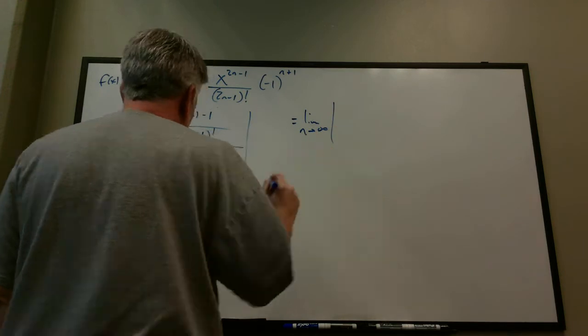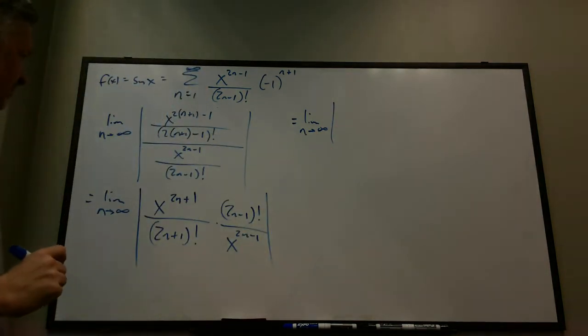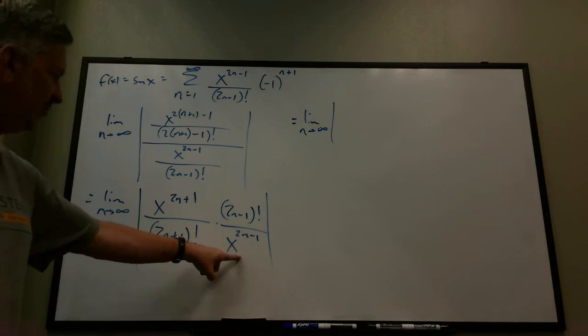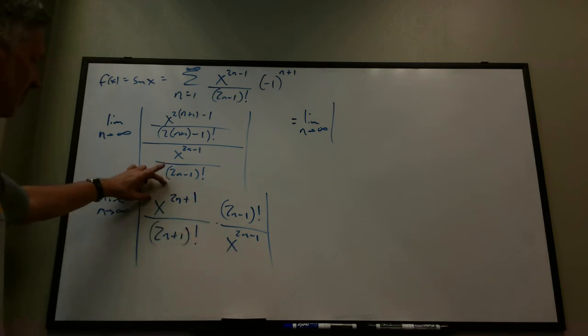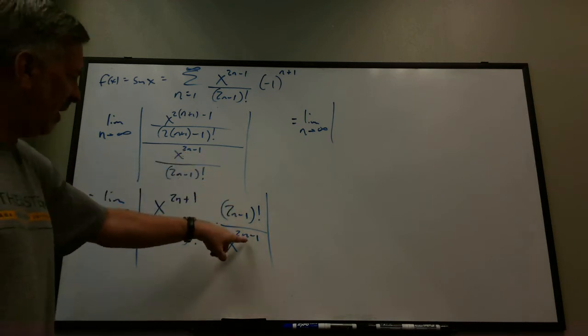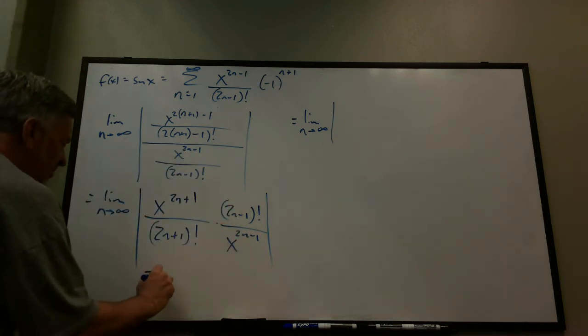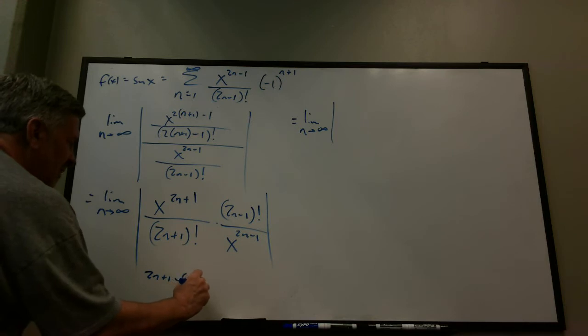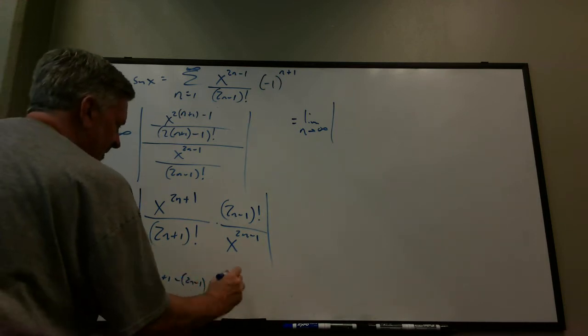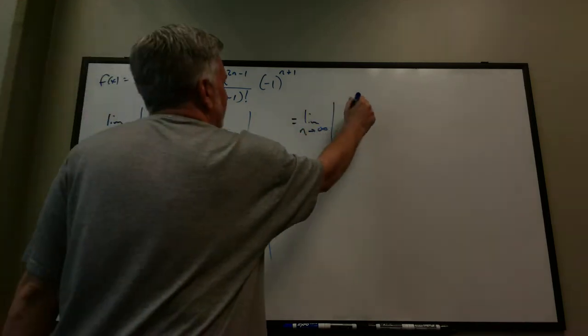We just need to simplify. I have an x to a power divided by x to a power, so you subtract the powers. X to the 2n plus 1 minus quantity 2n minus 1. That's 2n plus 1 minus 2n minus 1, whole quantity. So that's going to be 2, isn't it? So I just get x squared.